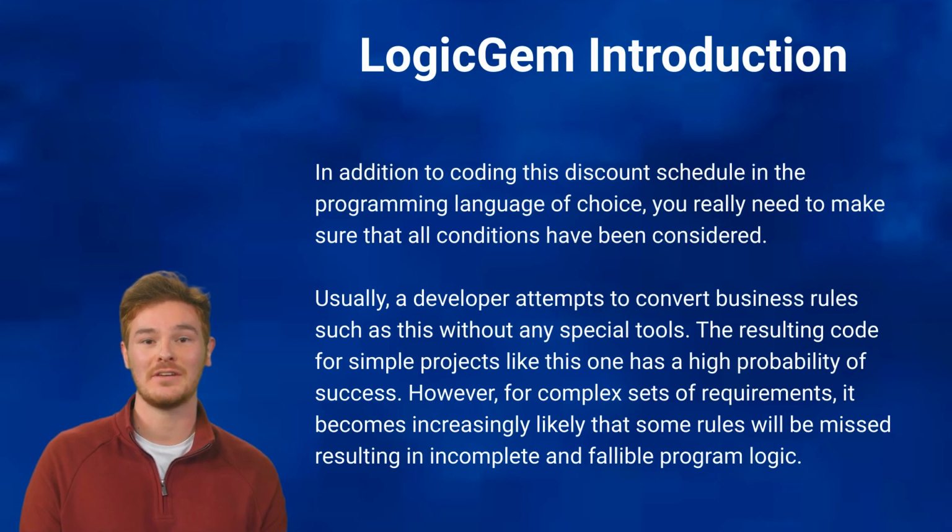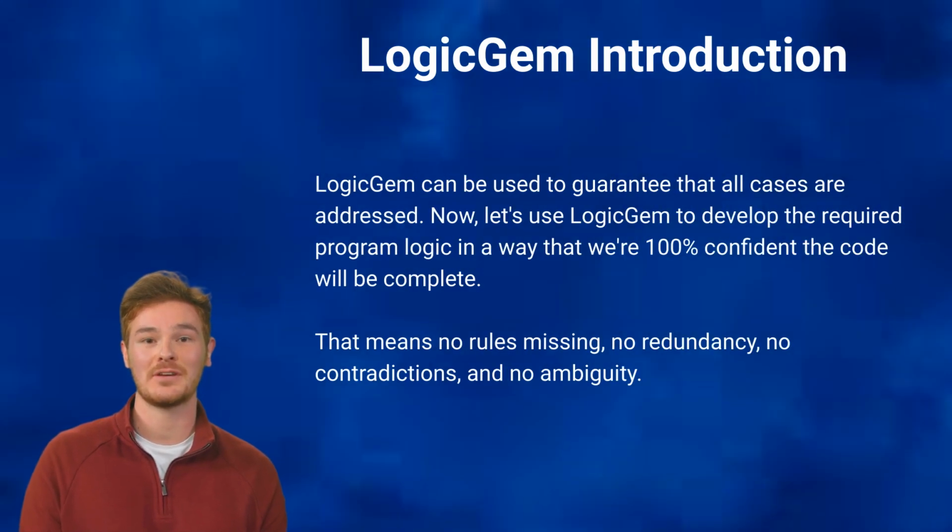In addition to coding this discount schedule in the programming language of choice, you really need to make sure that all conditions have been considered. Usually, a developer attempts to convert business rules such as this without any special tools. The resulting code for simple projects like this one has a high probability of success. However, for complex sets of requirements, it becomes increasingly likely that some rules will be missed, resulting in incomplete and fallible program logic. LogicGem can be used to guarantee that all cases are addressed.